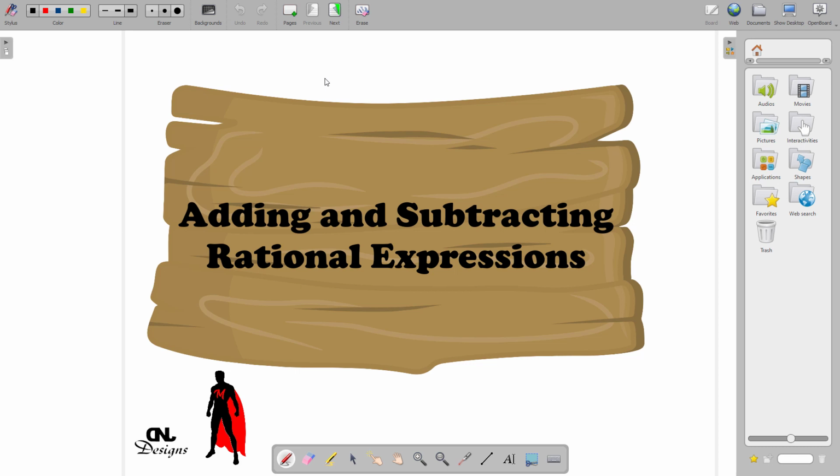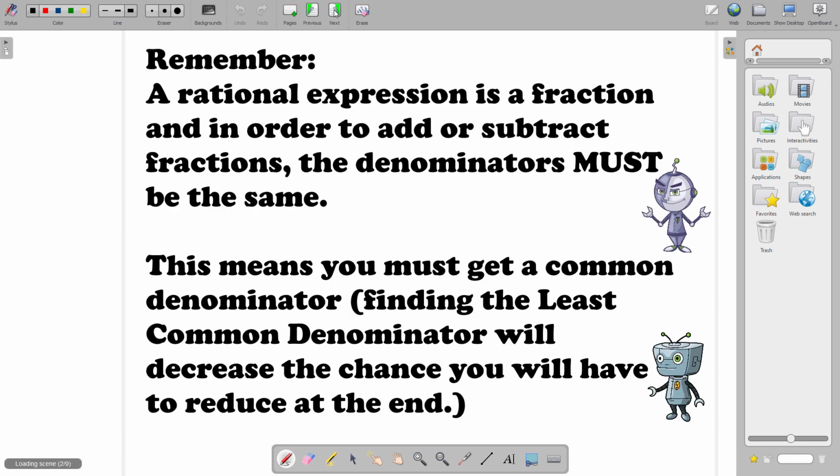Today we're going to look at adding and subtracting rational expressions. We need to remember that a rational expression is a fraction. And in order to add or subtract fractions, the denominators must be the same. This means that you must get a common denominator.